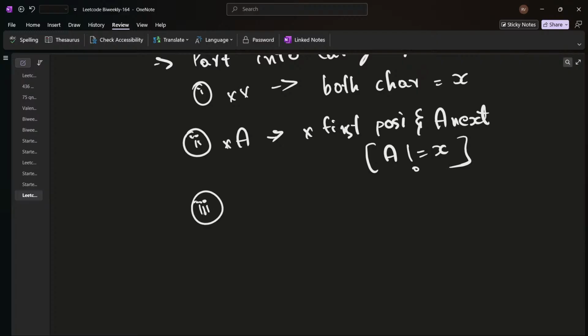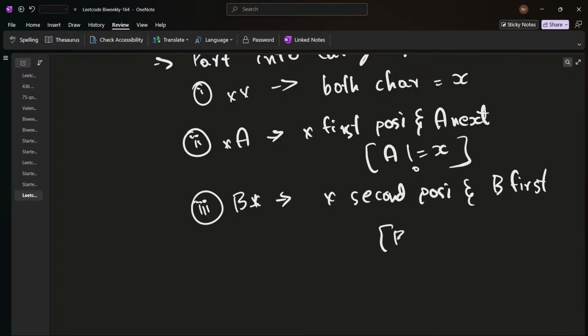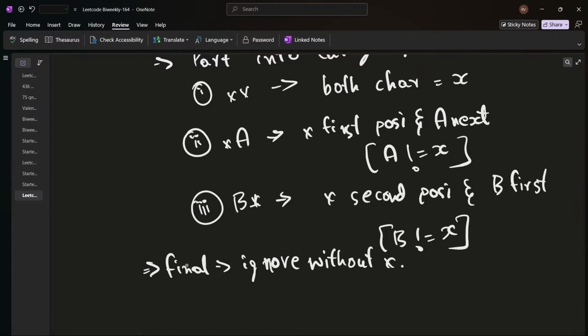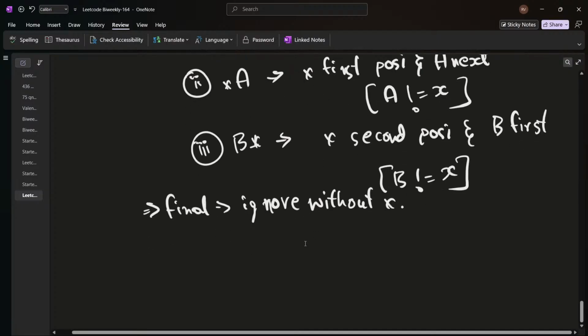Third one, BX. X in second position and B first. Here B is not equal to X, that's all. B is not X basically. And then we'll ignore the cards without X. Done. We'll be ignoring the cards without X basically.